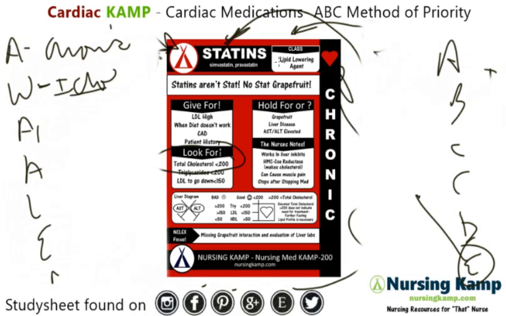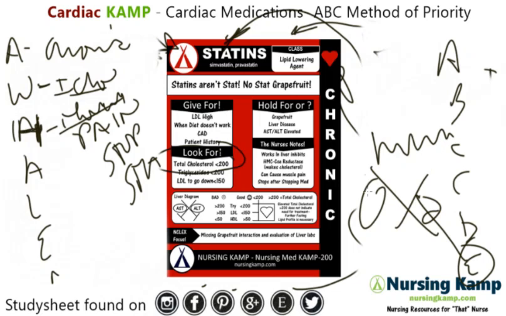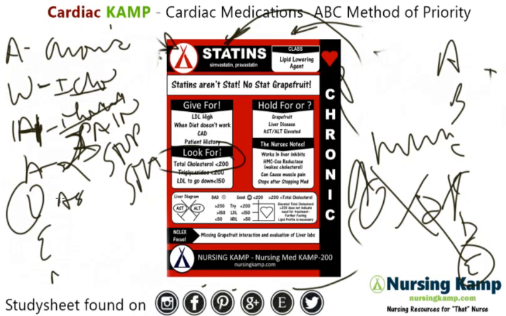It can cause muscle pain. So muscle pain is a problem, and we hold it when there's cramping or muscle pain. That will stop after they stop the statins. We also hold it if the liver enzymes are elevated. Assessment: assess for pain, cramping, muscle pain. We also assess the liver enzymes. Labs associated: AST, ALT, liver. Eating: no grapefruit, no stat grapefruits.